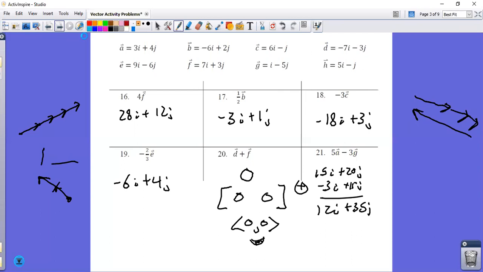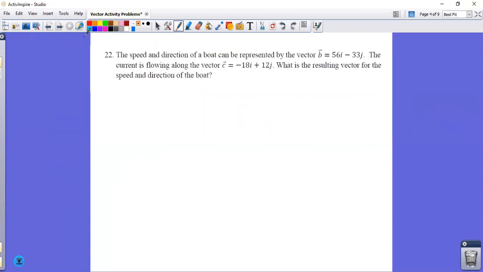Last part are these word problems. Now, we haven't talked about this, but vectors have direction and magnitude. On your test, you have a question about magnitude, and magnitude is, I'll show you on these, it's pretty simple. Same formula every time. The important part on these is what is the resulting vector? When you see resulting vector, that's the two added together.